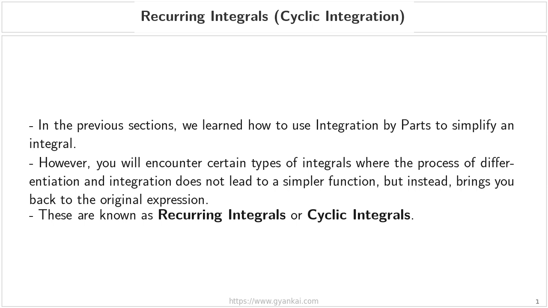In the upcoming slides, we'll learn a clever trick to handle these integrals. We won't try to solve them directly, but rather treat the integral itself as an algebraic variable, allowing us to break the cycle and find the solution. So, get ready to think a little differently about integration.